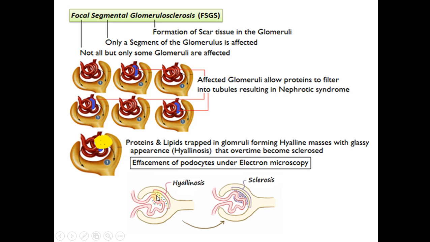Initially, there is hyalinosis. Proteins and lipids are trapped. In addition to those that pass in the urine, some are trapped here in the glomerulus and form acellular hyaline masses, and this hyalinosis later on may undergo sclerosis known as glomerulosclerosis.